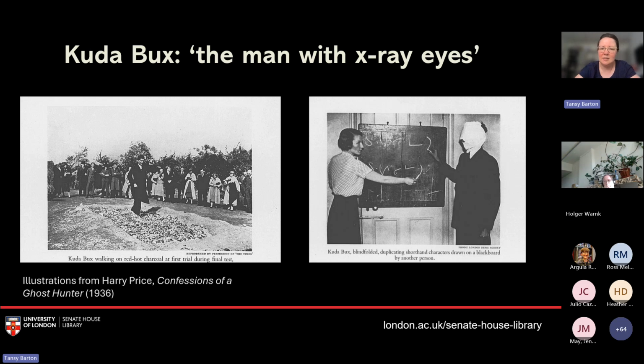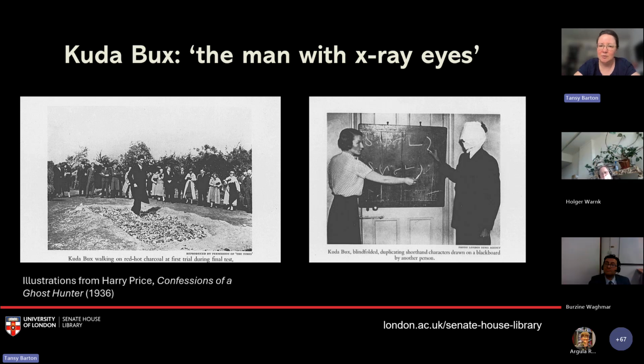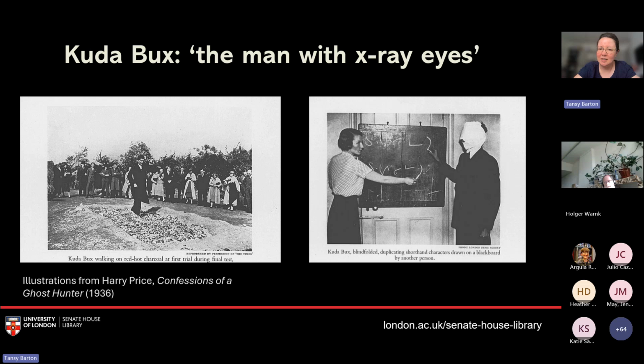And this performer who's pictured here was a man named Khuda Baksh, who was born in Kashmir in 1905. He also performed under the name Professor K.B. Duke. And he, like many, learned magic at a young age. And he came to London in 1935.